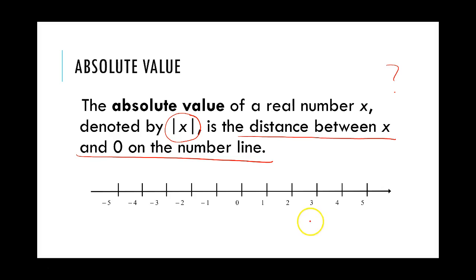So for instance, if you were looking at the absolute value of 4, well, 4 is here, so that is 1, 2, 3, 4 steps away from 0. So the absolute value of 4 is 4. If I go to the other end of the number line and look at -4, well, -4 is still 1, 2, 3, 4 steps away from 0. So the absolute value of -4 is also 4. It doesn't matter if it's positive or negative, it's just asking you how far is it from 0 on this number line.